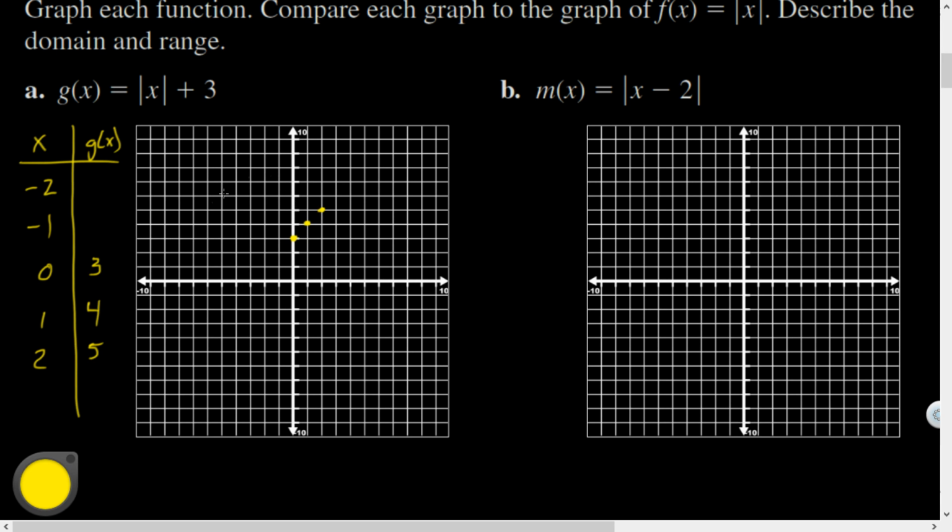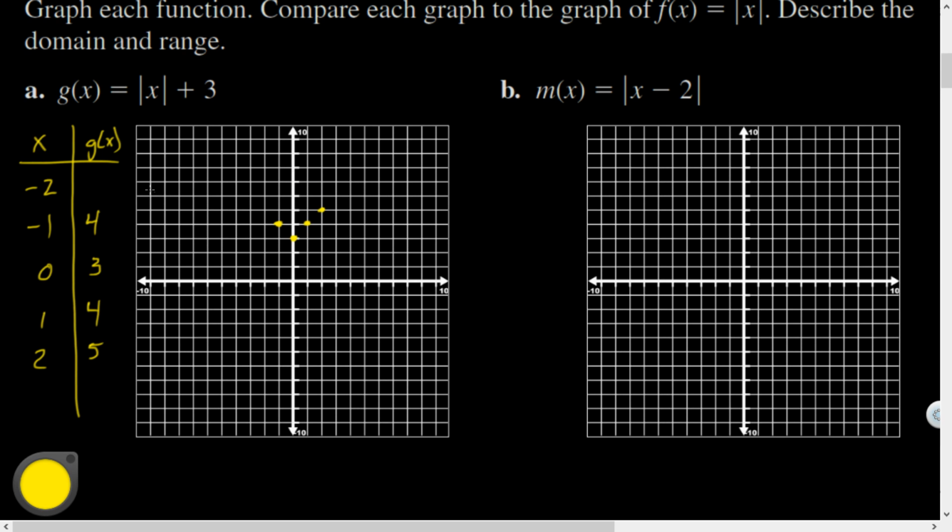Good times. Now let's try one of these negative numbers here. If I plug in -1 for x, what's the absolute value of -1? How far is -1 from 0? It's 1 unit away, right? Or if I ask, what's the absolute value of -1? It's +1. And then what is 1 plus 3? 4. We already figured that out. We did 1 plus 3 earlier. Wow, this is interesting. So -1 and up 4 would be a point right here.